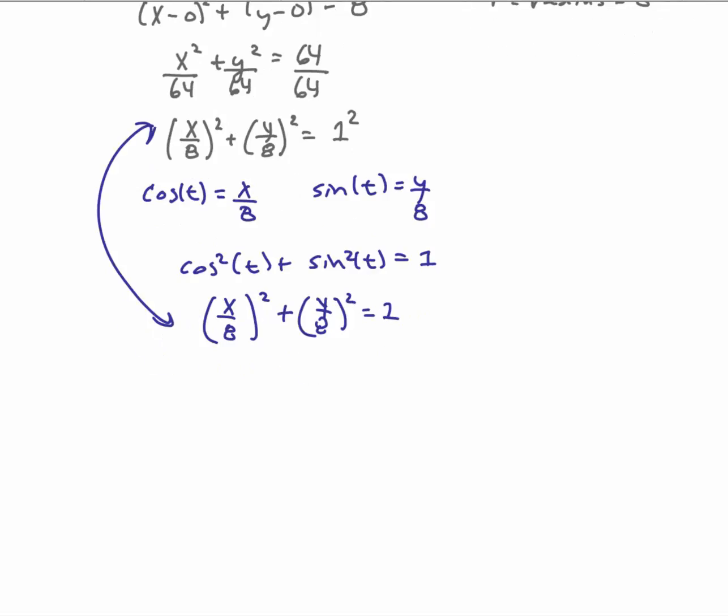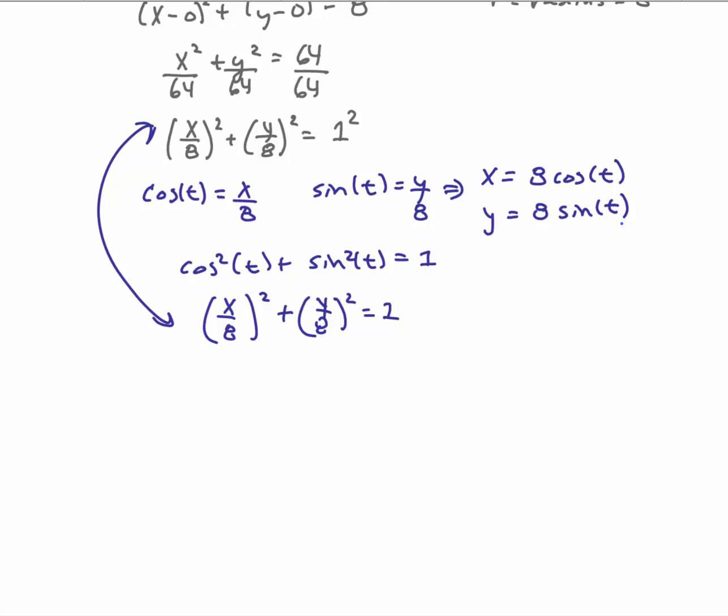Okay, now we want this in terms of parametric equations. So I think we almost have it here. For parametric equations, if I solve this for x, I'd get x equals 8 cosine of t. And here I'd get y equals 8 sine of t. So here are my parametric equations.